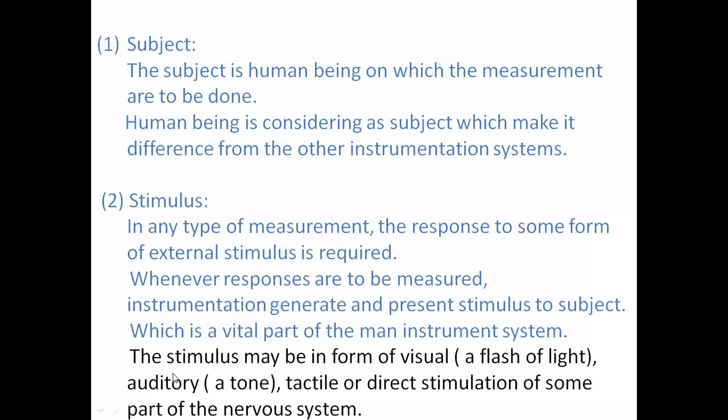The stimulus is in the visual form, that is a flash of light. By applying a flash of light, the response of the patient changes. Similarly, auditory, that is a tone type of signal, with different intensities. By changing the intensity, the response varies. And there is direct stimulation of some part of the nervous system, so we can directly apply electrical potentials to the patient.